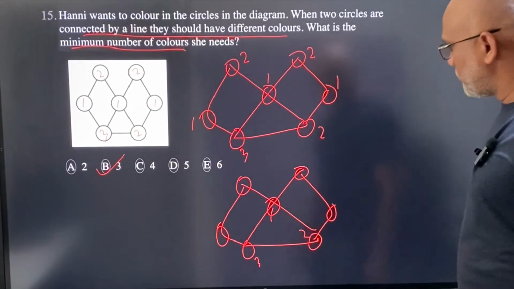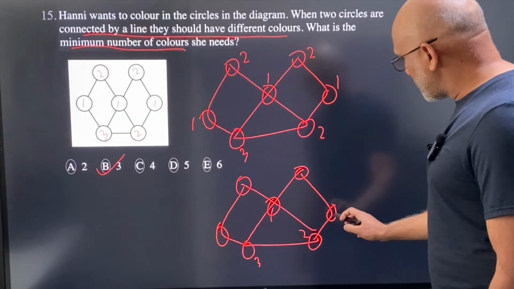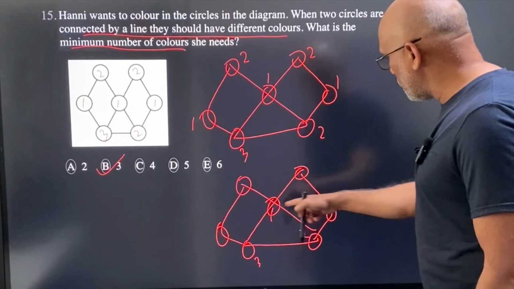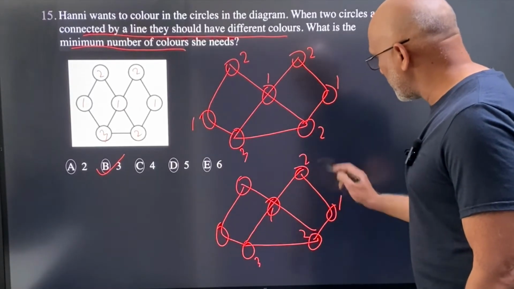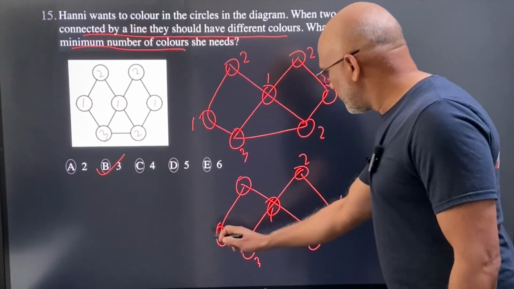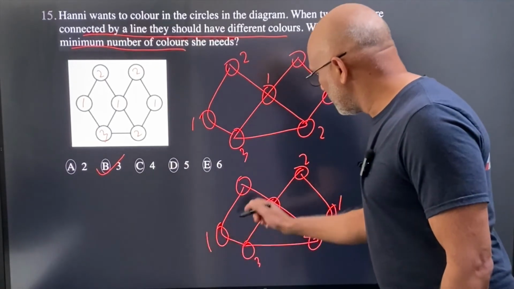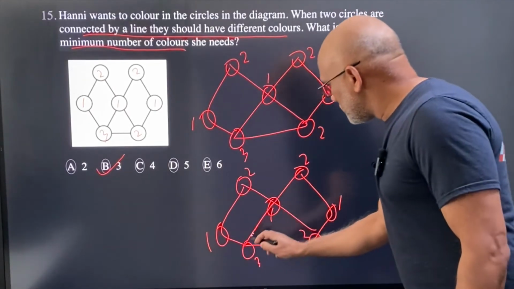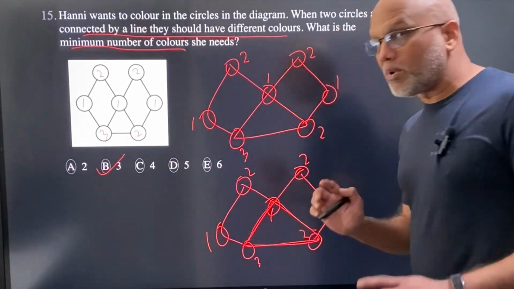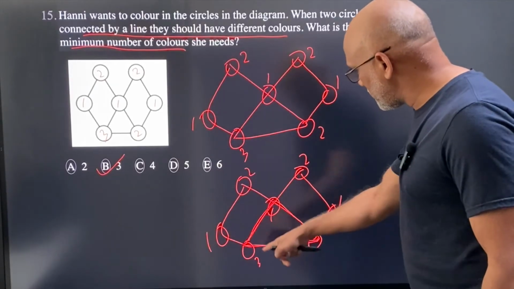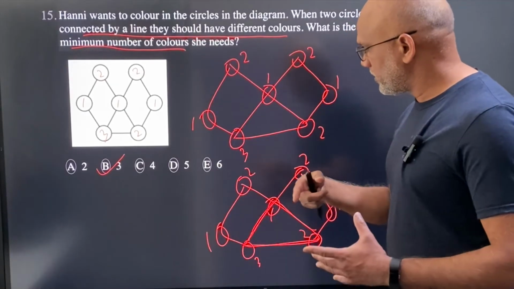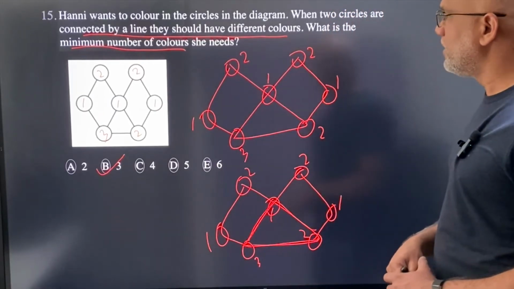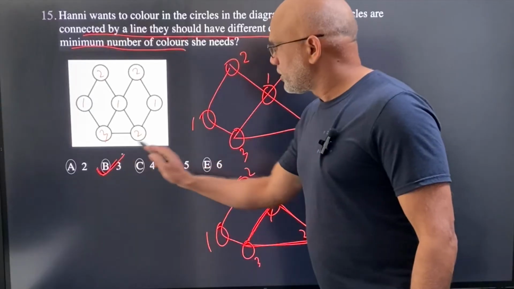Now once I have those, so this is connected to 2, but is not connected to 1, so this can be 1. So this is connected to 1, so this can very well be 2. Similarly here, this can be 1, this can be 2, right? So again, since this is a triangle, I need a minimum of 3. And once we have these 3 different colors, I basically just need to figure out if I can reuse those colors, and yes, I can. So a minimum of 3 colors I need.